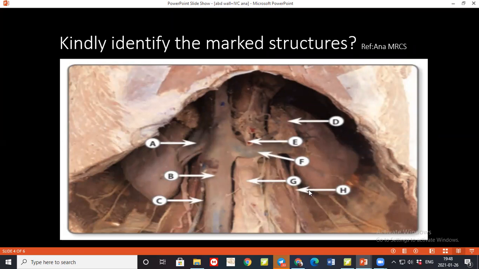the left ureter. Can you please tell me what you understand by the term ligament of Treves? From where to where does it connect? Ligament teres, it can be found at the liver.